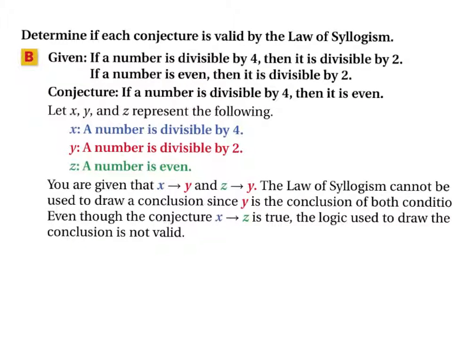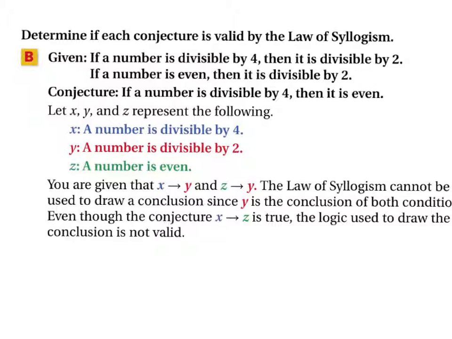In the second example of part 2, it says, determine if each conjecture is valid by the law of syllogism. So once again, here's our given. If a number is divisible by 4, then it is divisible by 2. If a number is even, then it is divisible by 2. So then we can say, if a number is divisible by 4, then it is even.